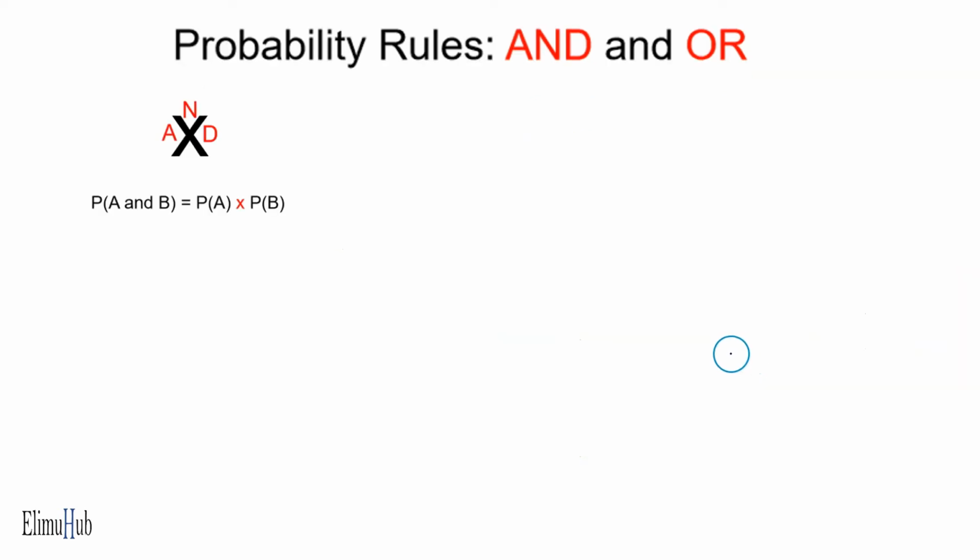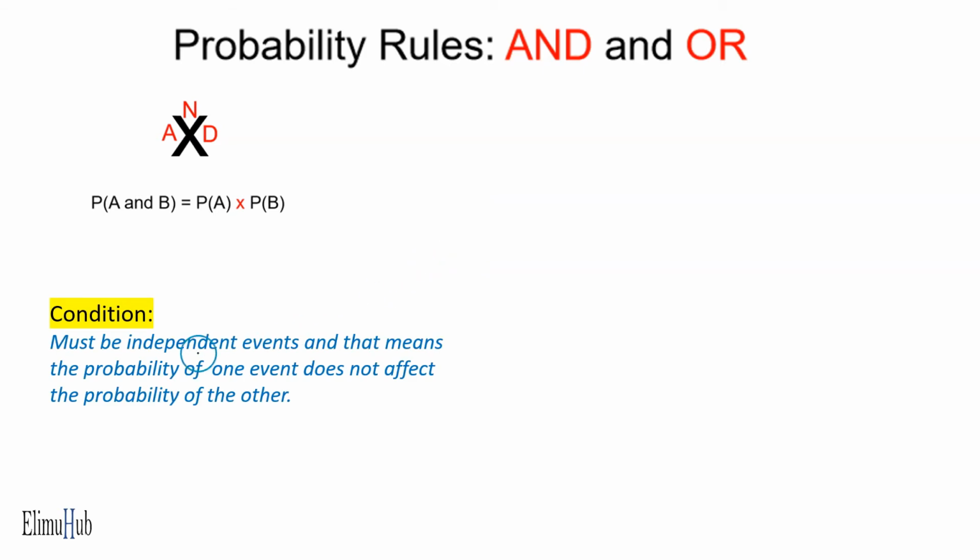Now we have the AND rule, and we are told now if we want two things to happen, like we get two events at the same time, we have to multiply their probabilities. So when do we use this formula? Well, we use this formula when we have independent events. And that means the probability of one event does not affect the probability of the other event. They are totally independent.